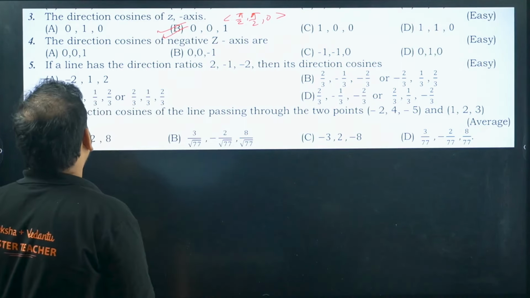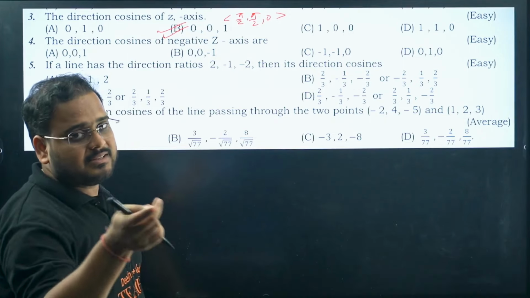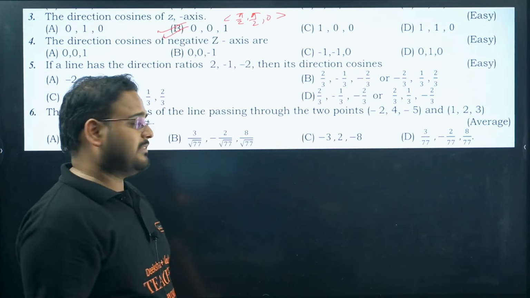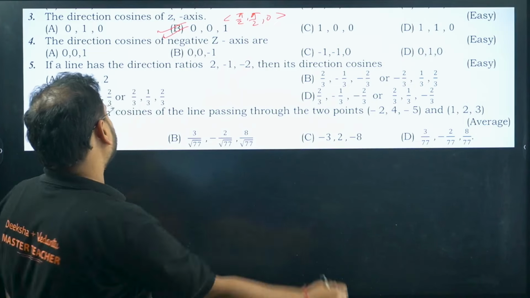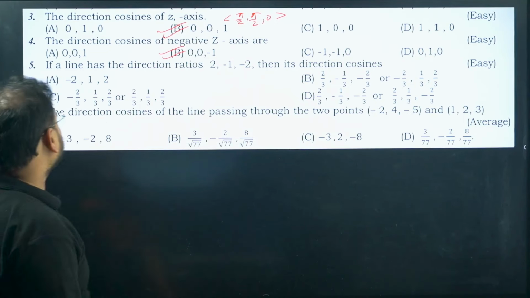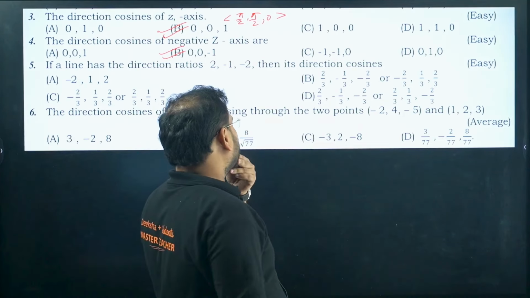Next, direction cosines of negative z-axis will be simply becoming what? The angle with minus z will be pi, so the answer will become minus 1. So 0, 0, minus 1. Option B.